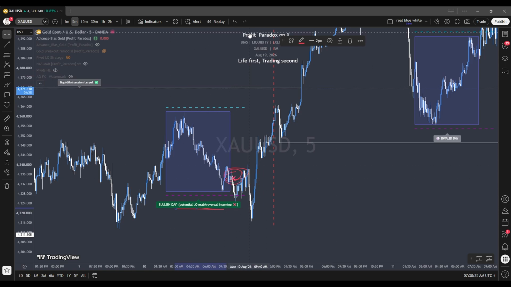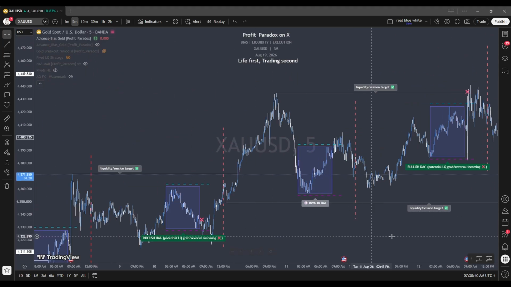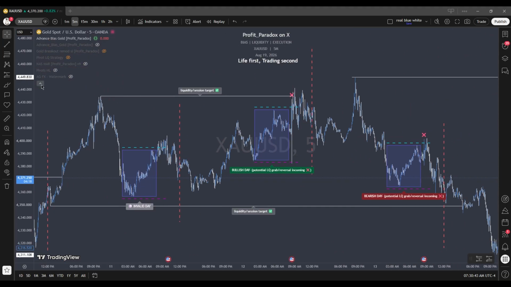So I'll probably add some more stuff in the future, but as for right now, this is the indicator.